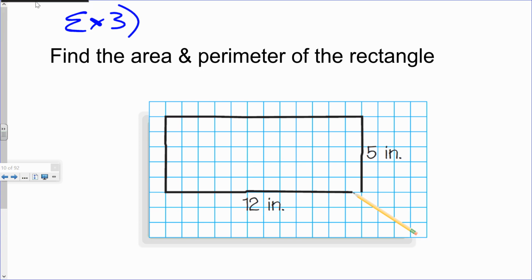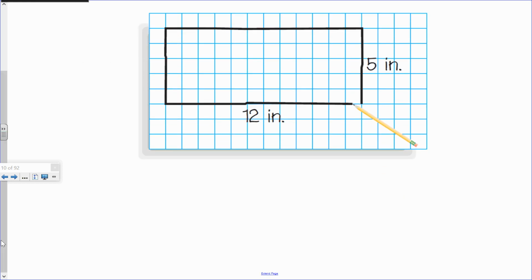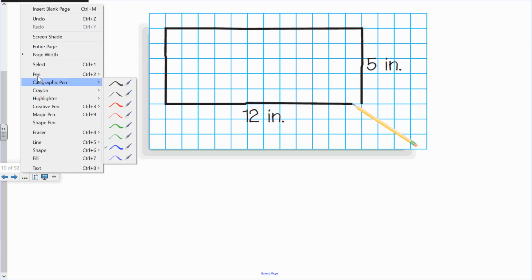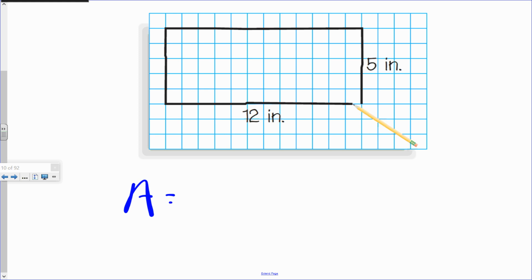We got a rectangle. So a rectangle, according to our formulae table, is the second shape down. Let's find the area first. Mr. Rojas, can you give me the formula for area of a rectangle? Equals what? Look at this. Length times width. What is the length and the width?